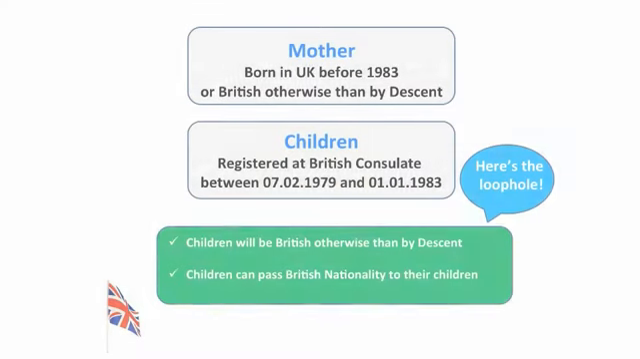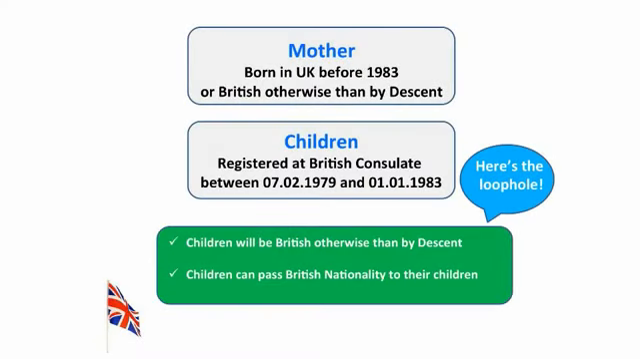So, mother born in the UK before 1983, children registered by virtue of the advanced change on gender discrimination between 1979 and 1983, the next generation can claim UK citizenship by descent. This is our first example of how British nationality can be passed from grandparent to child, rather than simply in the first generation from parent to child.